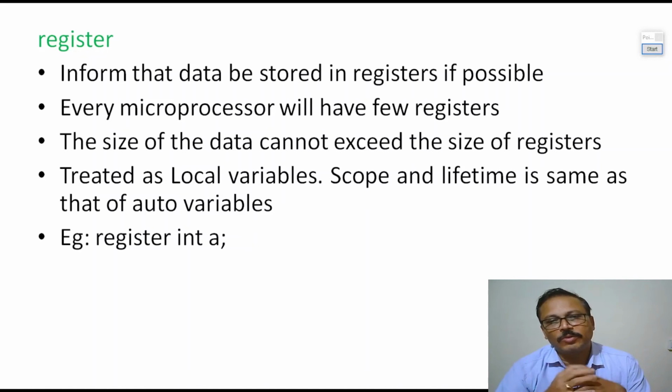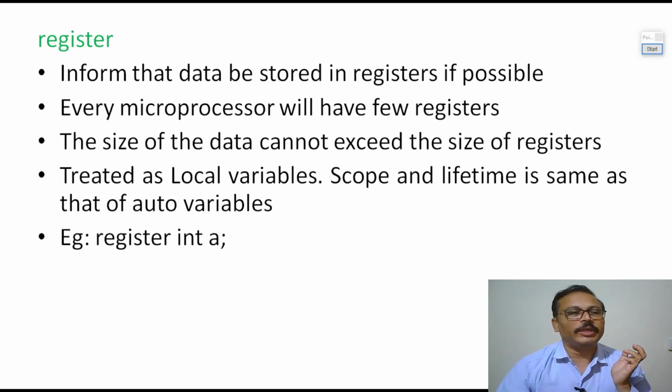Register variables are treated as local variables only. Scope and lifetime are the same as that of auto variables. But the point to be remembered is, even though you declare it as a register variable, there is no guarantee that it will be stored in the registers. It is up to the system to determine. The programmer cannot force it; the programmer can only make a request by using the storage class register.